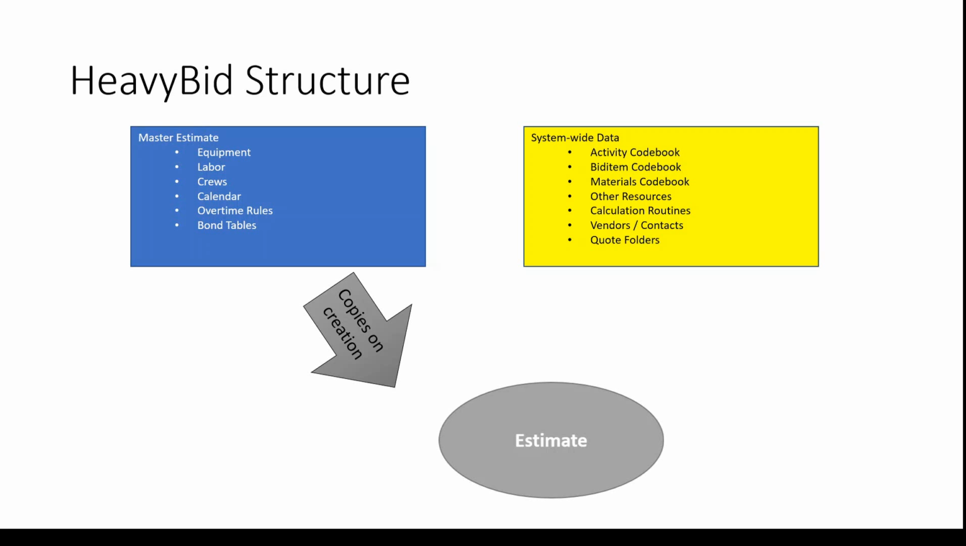Now, system-wide data. What happens here is it copies on demand. So if I bring in a material, it copies it into the local codebook of the estimate. And if I bring in an activity, it copies that into the estimate. Now, if I change something in my estimate, it doesn't go back. So there's no flow of information out of an estimate. That's a very important concept there. Every estimate stands alone, and I emphasize that.